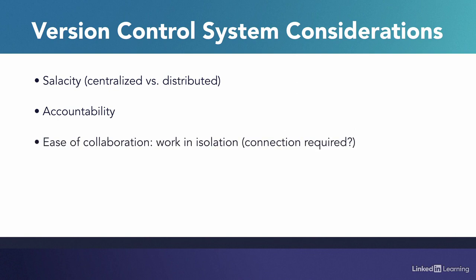How easy is it to collaborate on the version control system? Can it support engineers working in isolation? Or do we need them to constantly be connected to the system? Lastly, how much change history can the system keep? This is certainly an important trade-off between resource overhead and ease of tracking.